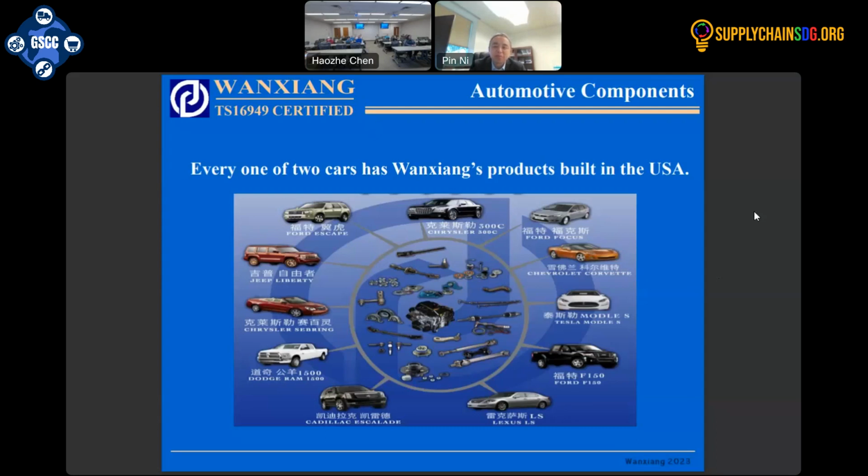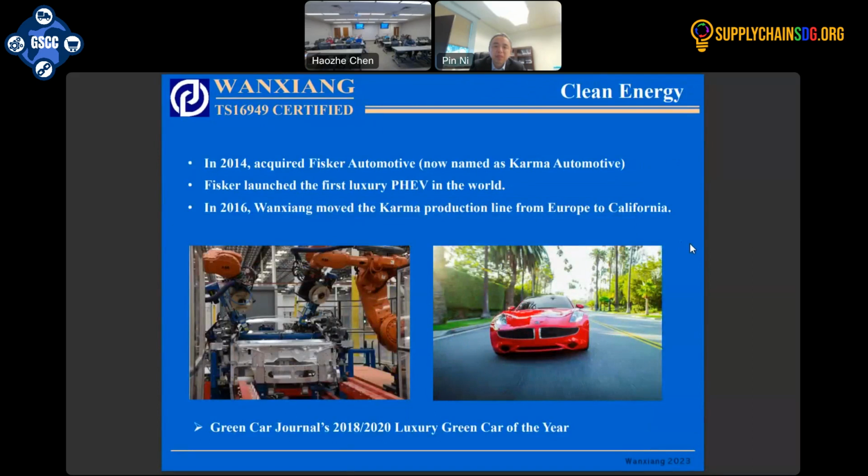Next page. And this is one of the operations we have in California, outside of LA. And this is a vehicle company. In fact, several of the Harvard Business Case studies talk about this initiative. As you can see, on the right hand side, the picture is of the Karma car, and this has been a very interesting, controversial case. The debating point is, is this the right movement for Wanxiang, and what is Wanxiang's goal? But nevertheless, this car gets a lot of attention. It has been named several years as a luxury green car of America. Next page.